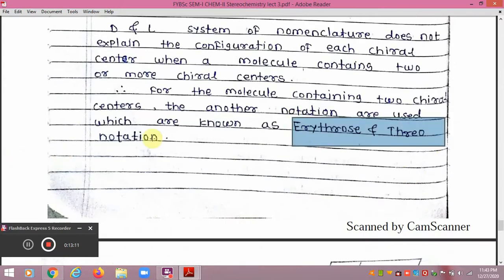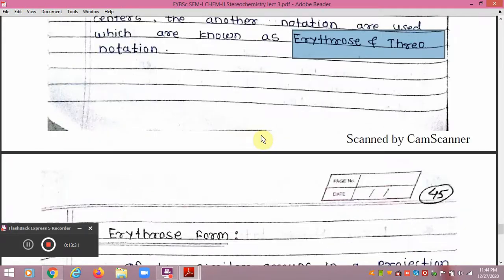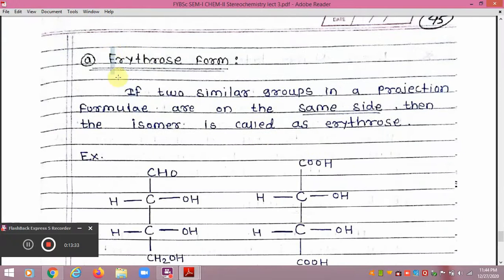Definitely these terms are used because relative configuration, capital D and capital L, does not explain the configuration of each and every asymmetric carbon atom. If the molecule contains more than one asymmetric carbon atom or chiral center, then the other notations called erythro and threo are used. What is the erythro isomer? When two similar groups in a projection formula are present on the same side, it's very important, then the isomer is called erythro.